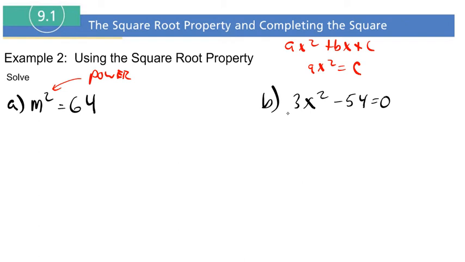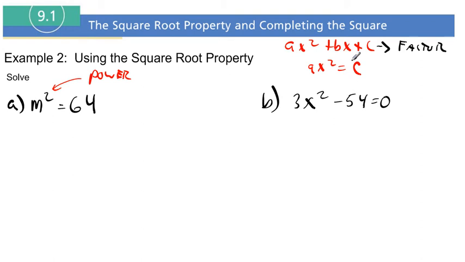But notice that they do look a little different than the previous ones. The previous two examples that I showed you look like this: ax squared plus bx plus c. And the way that you need to solve those is you need to use the factoring method. Like you have to factor it. But now notice the way that these are written. They're written as something x squared equals c, or something x squared plus or minus c.